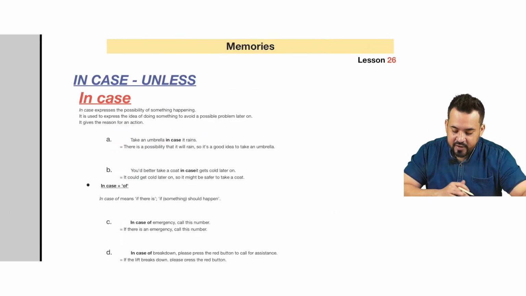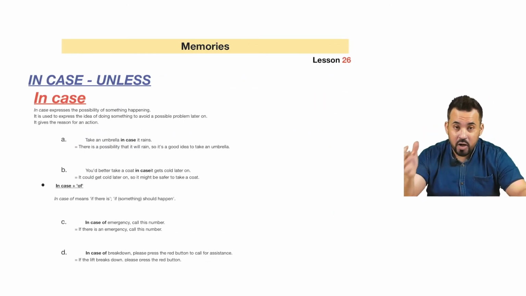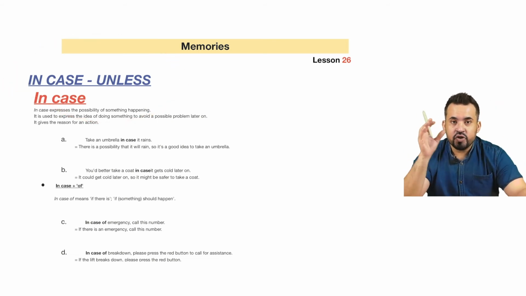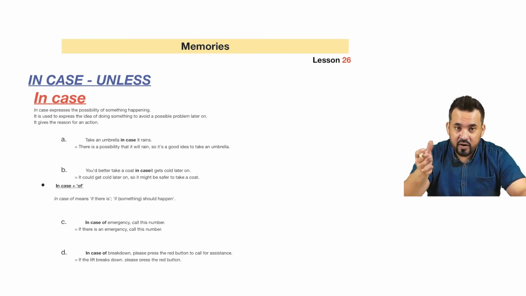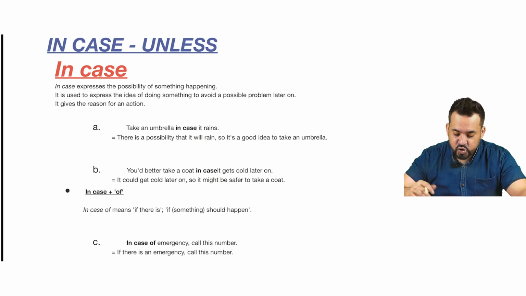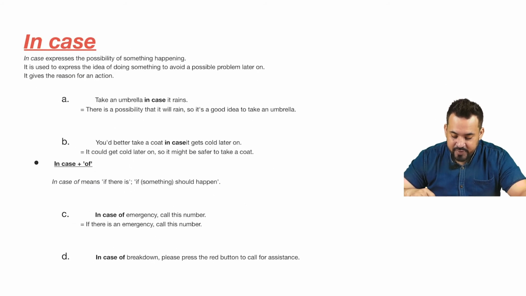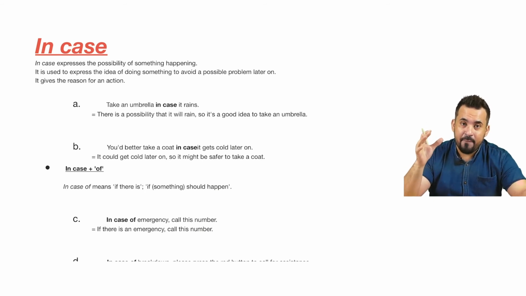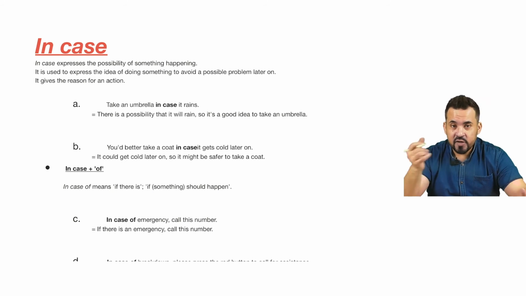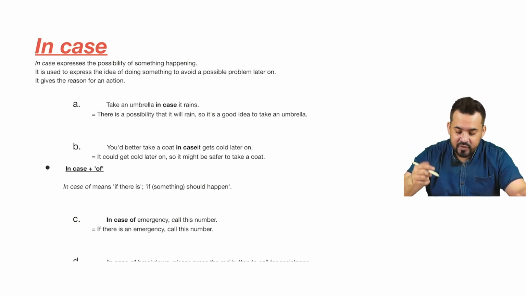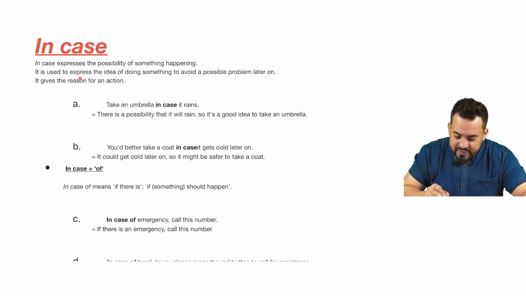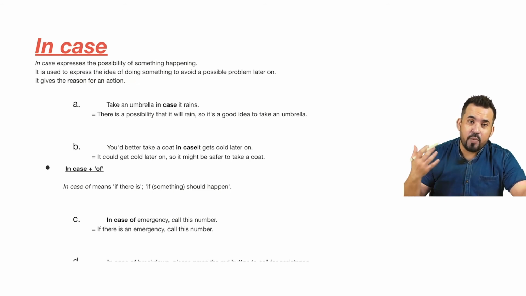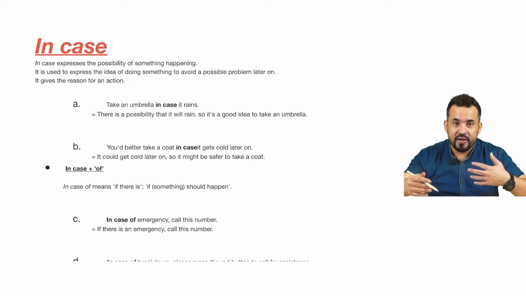All right, now let's take a look at in case and unless. The use of in case and unless, and what are the different uses for them. So let's start with the first one, in case. In case expresses the possibility of something happening. You're not sure it'll happen, but just in case it does. It is used to express the idea of doing something to avoid possible problems later on. So it's more like a precaution. You do something to avoid something else in the future.